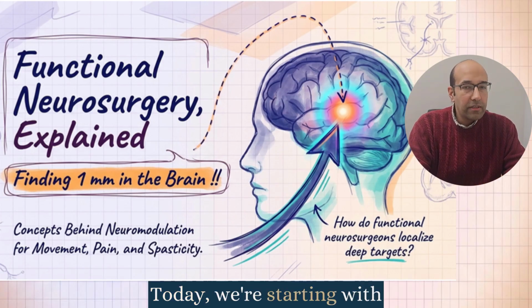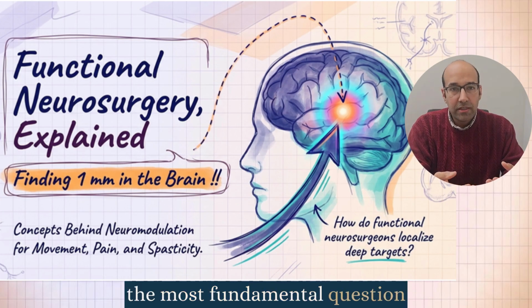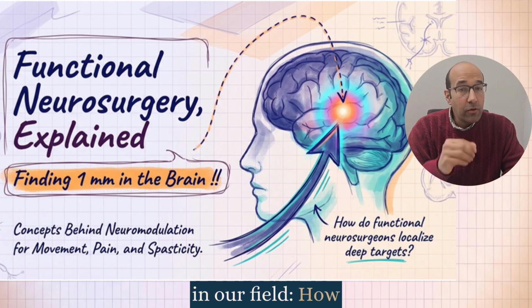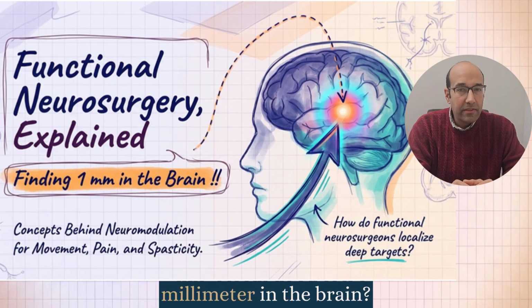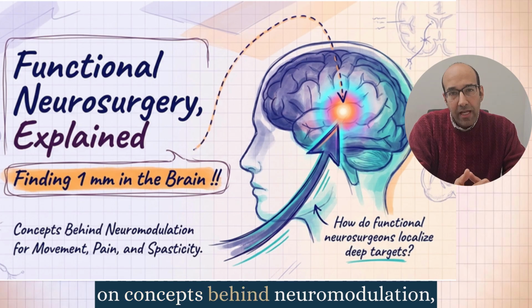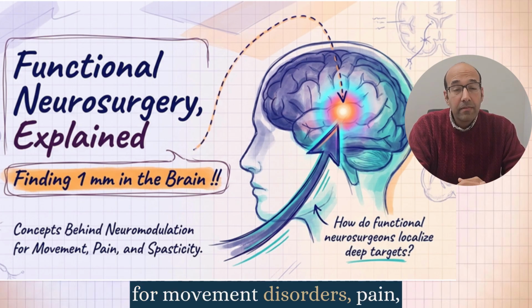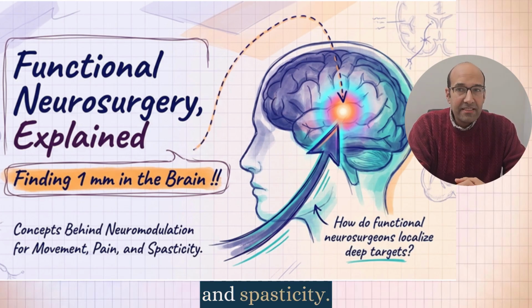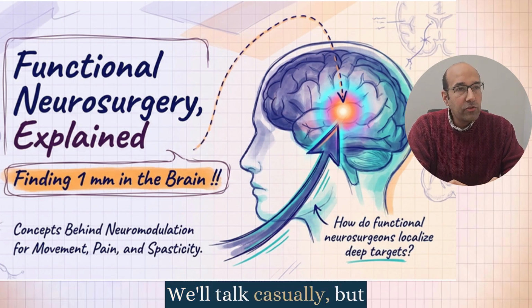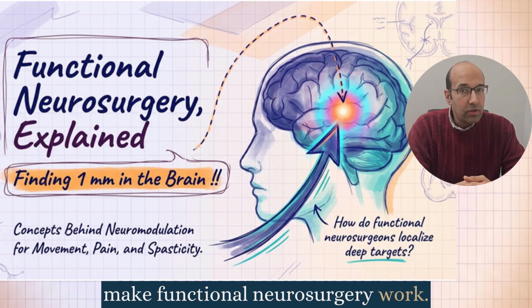Today, we're starting with what I believe is the most fundamental question in our field. How do we find 1 millimeter in the brain? This series will focus on concepts behind neuromodulation for movement disorders, pain, and spasticity. We'll talk casually but scientifically. The principles that make functional neurosurgery work.